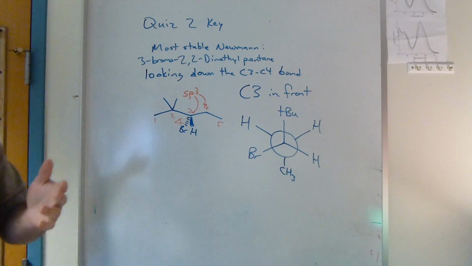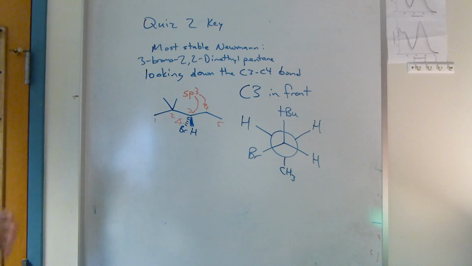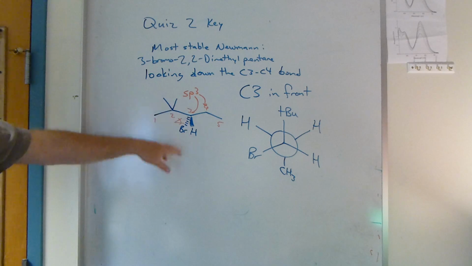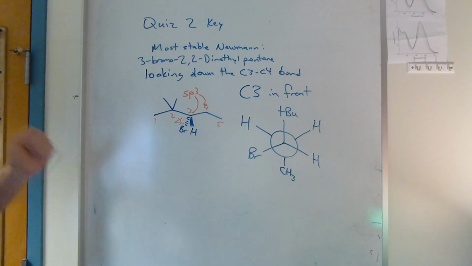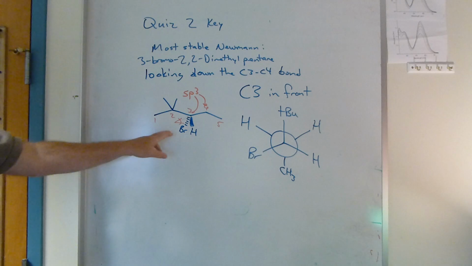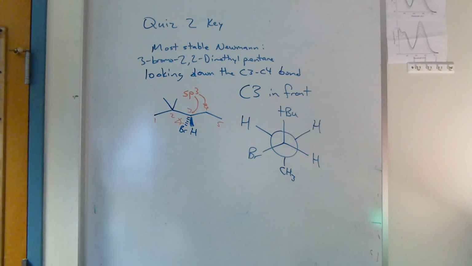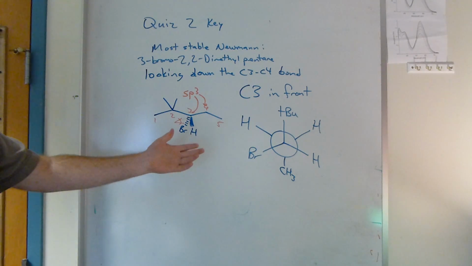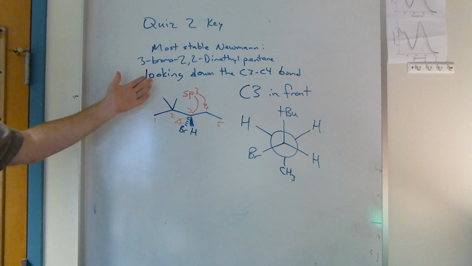As I shoot this video, we haven't talked about enantiomers in class yet. We will in a bit. The way I drew this originally, though, you could choose either enantiomer. You could put the bromine on either side and it would be fine. And that's actually it for the most stable conformation.